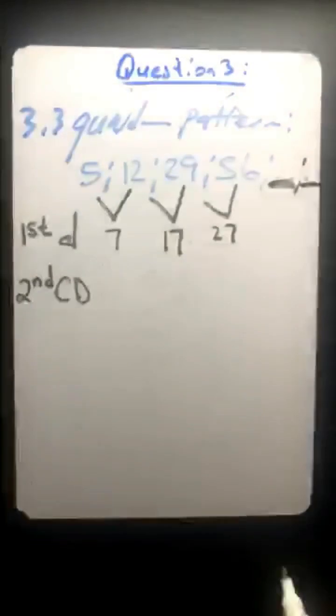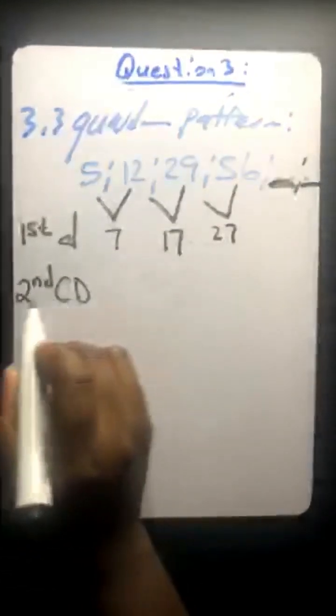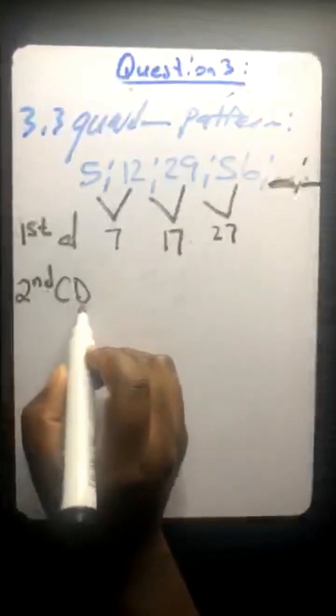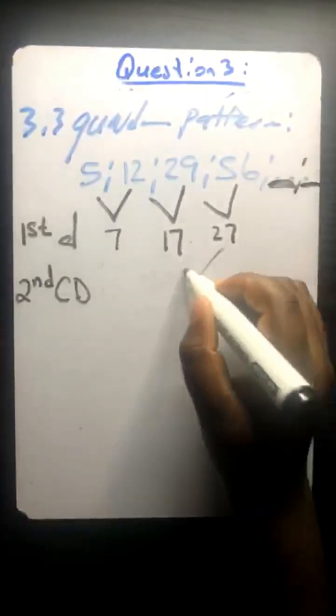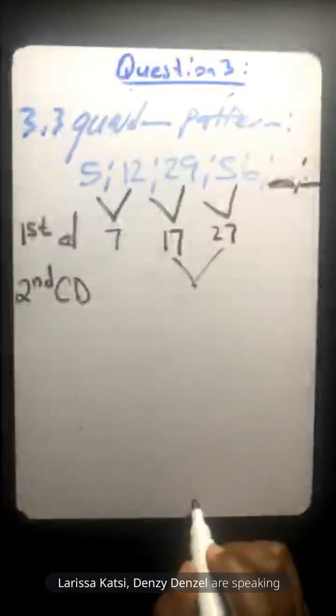It's 7. Okay, so now this is where we're going to get the second CD. What is our second CD? It has to be common. What is it? That's 10 there. Okay.